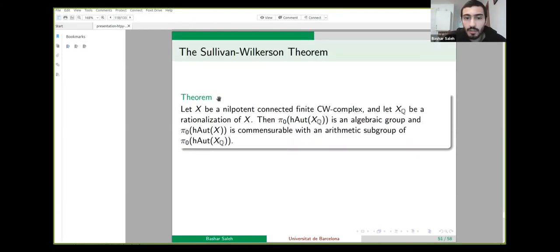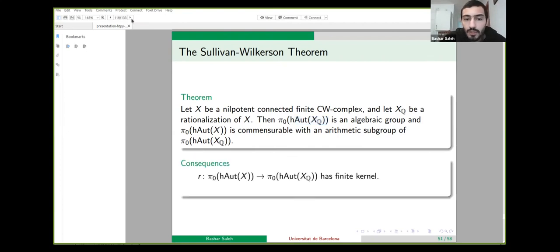So yeah, this is the statement of the Sullivan-Wilkerson theorem. We have that this is an algebraic group, and this is commensurable with an arithmetic subgroup of it. And a consequence of this is that rationalization induces a map here which has a finite kernel. And the other thing is that this group is of finite type.